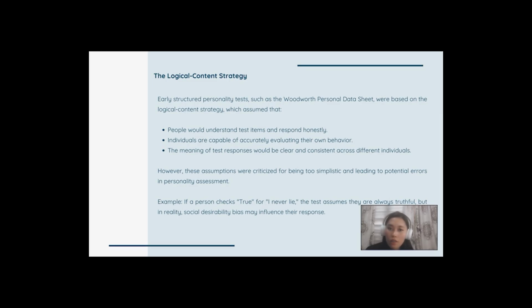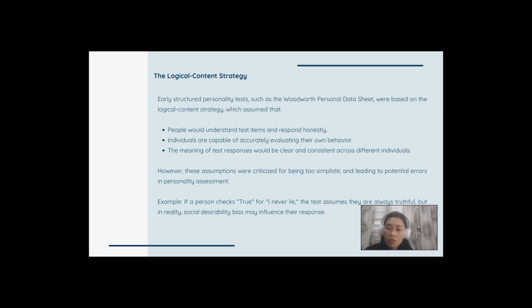The third bullet is the meaning of test responses will be clear and consistent across different individuals. If a question asks, do you often feel anxious? An answer of yes is assumed to indicate anxiety. The test items directly reflect personality traits.